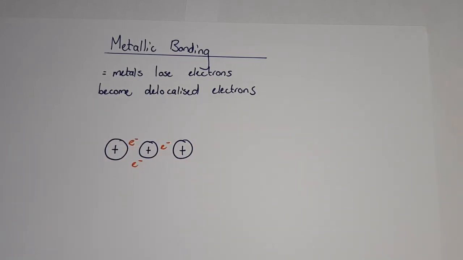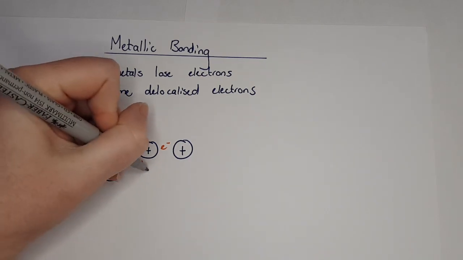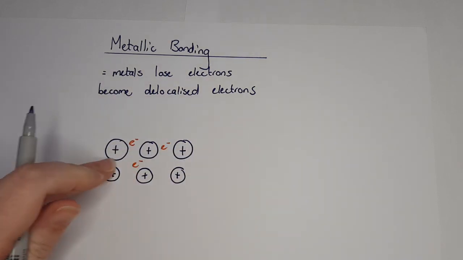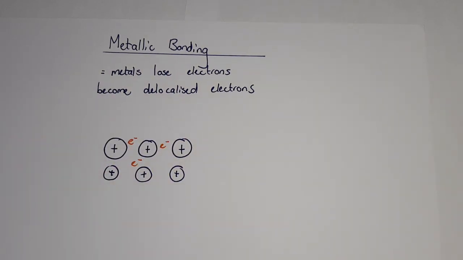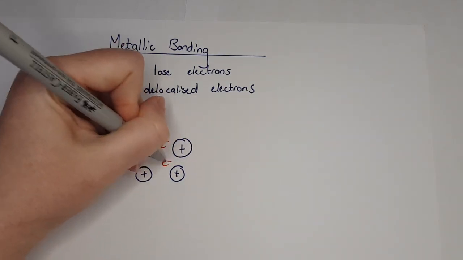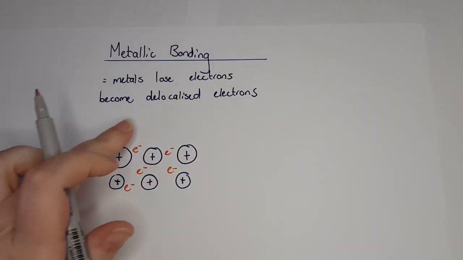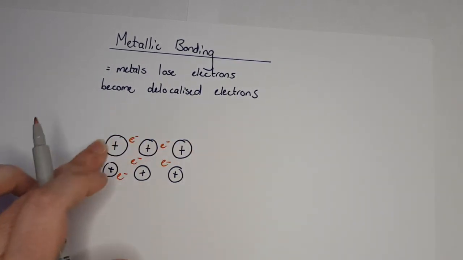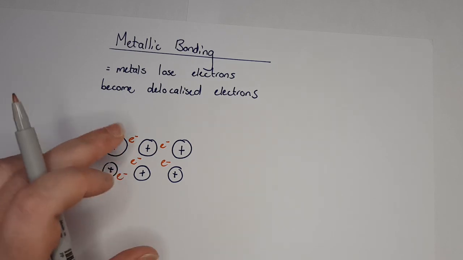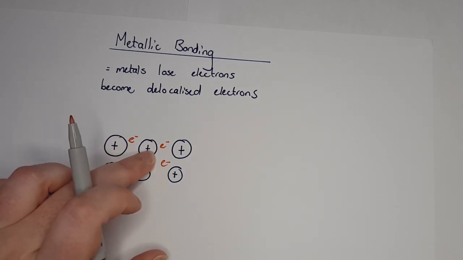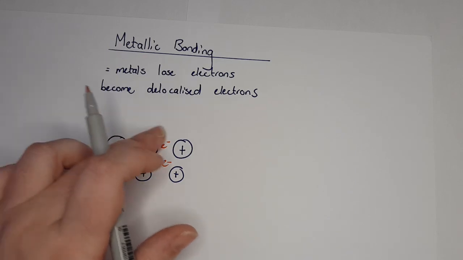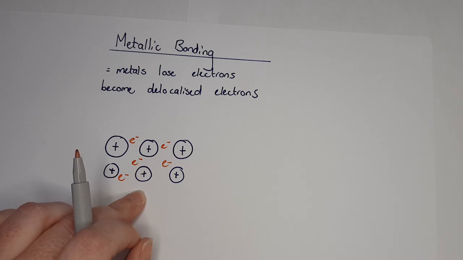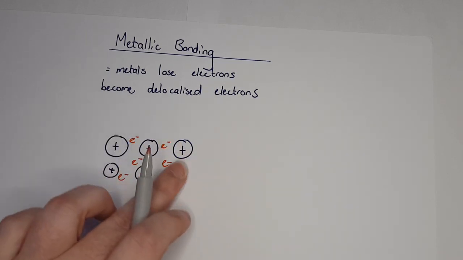And now those ions that have lost their electrons form a regular arrangement in a lattice with delocalized electrons running through, and those are free to move, and that's what gives metals their properties. But it also holds all those ions together, because negative electrons are strongly attracted to positive ions, and that's why you have this strong lattice, and that's why metals are so strong, because of the metallic bonding within them.